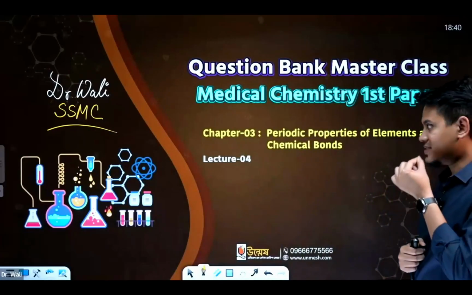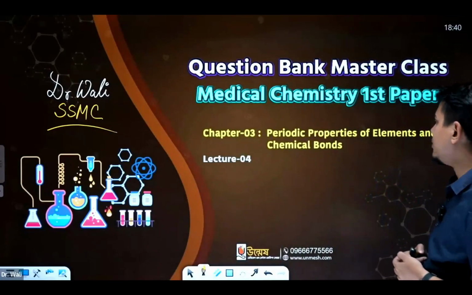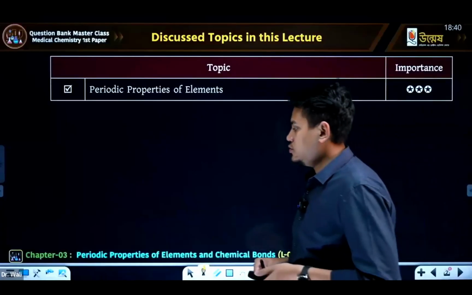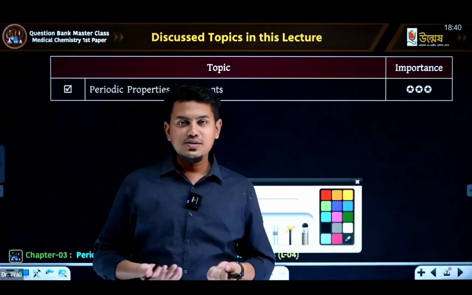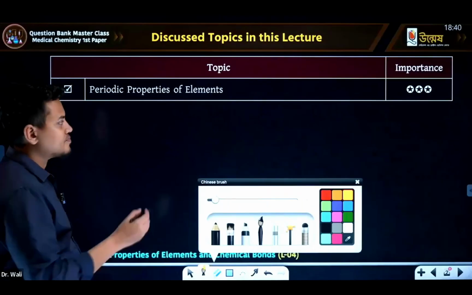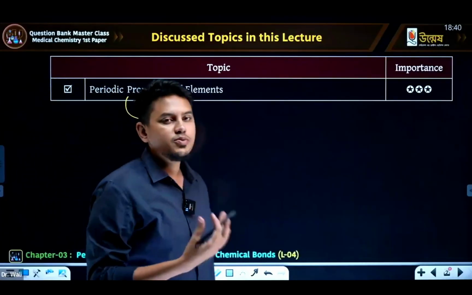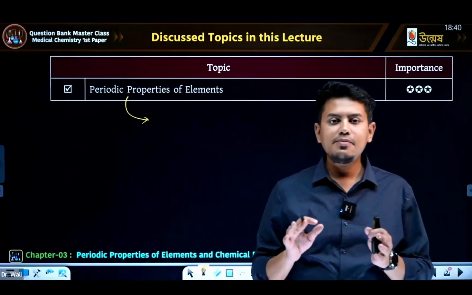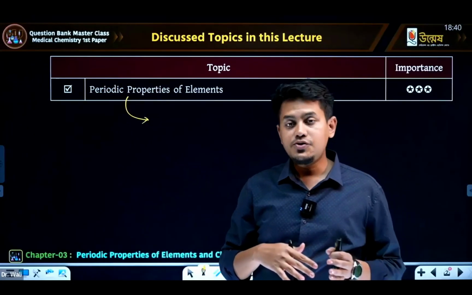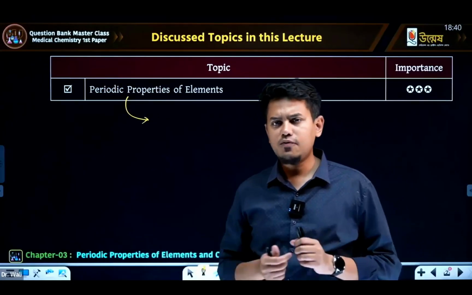In today's class, we will be discussing lecture 4 of chapter 3, which is periodic properties of elements and chemical bonds. Today, we are going to solve questions from this topic, periodic properties of an element. This topic is one of the conceptual topics: if you understand the basic concept, if you can grasp the concept of trends in the period, then you will be able to answer all sorts of questions coming from this topic.